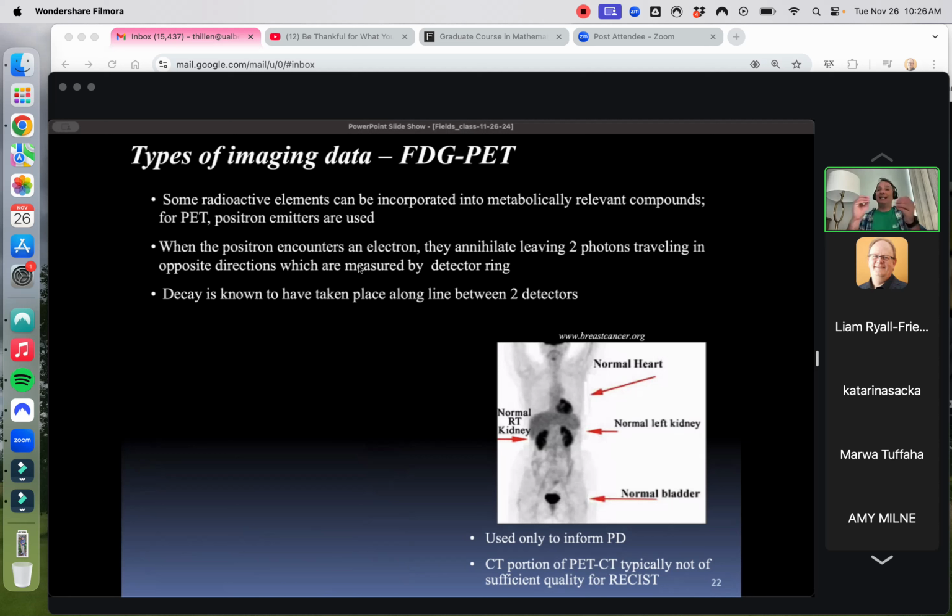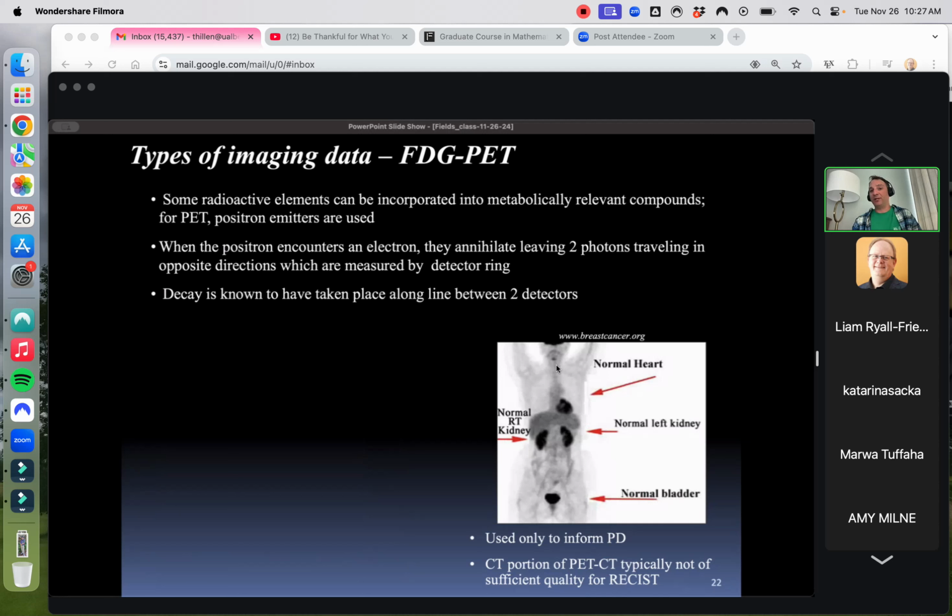It goes and finds an electron, and they annihilate, and you get two photons going in about 180 degrees opposite to each other, and they're then detected on a ring of detectors, right? So you inject this radionuclide, it accumulates wherever it does. And this picture, this is a healthy person, so the heart, of course, is very metabolically active. The kidneys are filtering it out, sending it to the bladder.